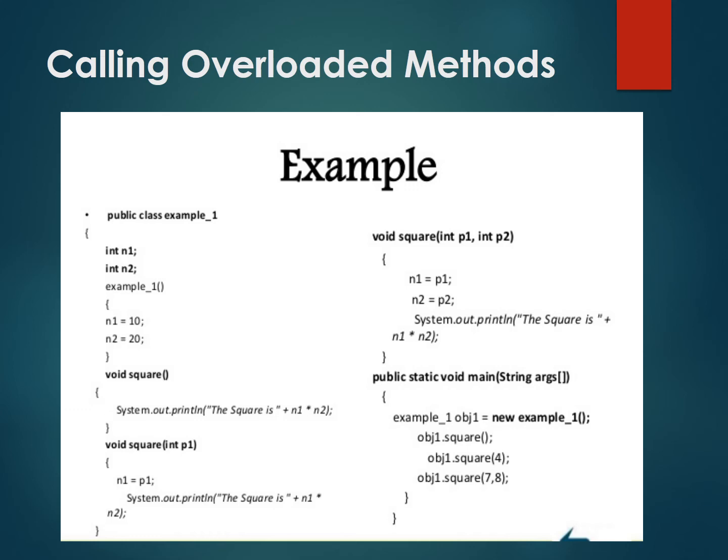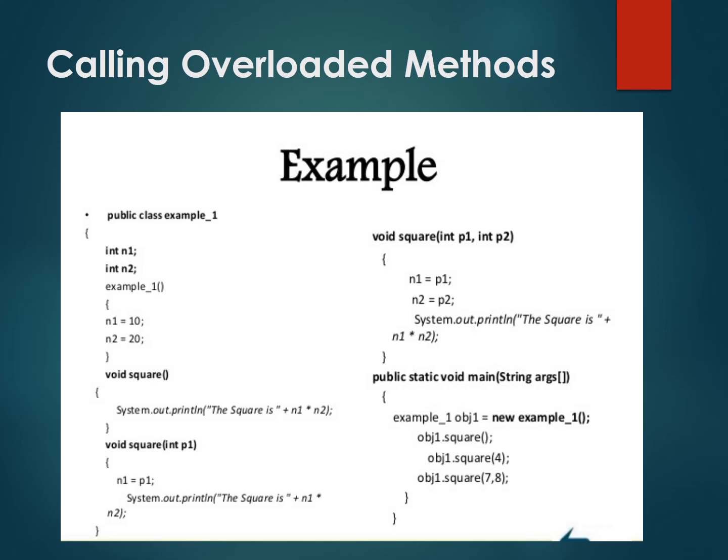In this example, Example1 is the name of the class having two instance variables of integer type, n1 and n2. Method 1 is Example1, that is a constructor. I think you people remember that when a method has the same name as that of the class, it is known as the constructor. So here the first method Example1 is the default constructor and it is initializing the values of the instance variables as 10 and 20 respectively.